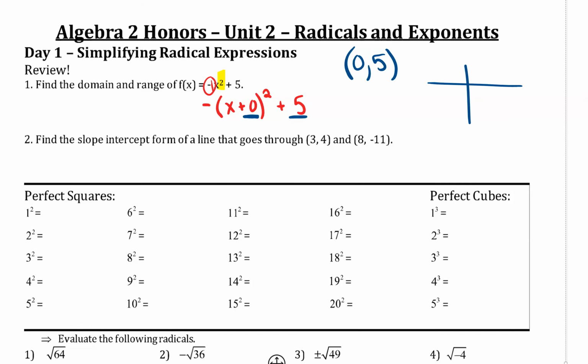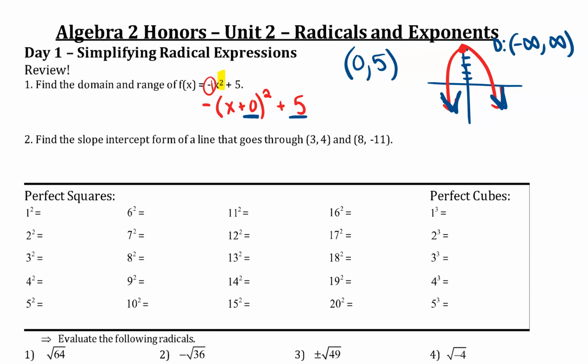So I'll do a rough sketch of this. (0, 5) is the vertex, and it's pointing downward. Domain is how far left and right the graph goes. So these arrows tell us that it goes forever to the left and also forever to the right, which means it's -infinity to +infinity for the domain, which could also be written as all real numbers.